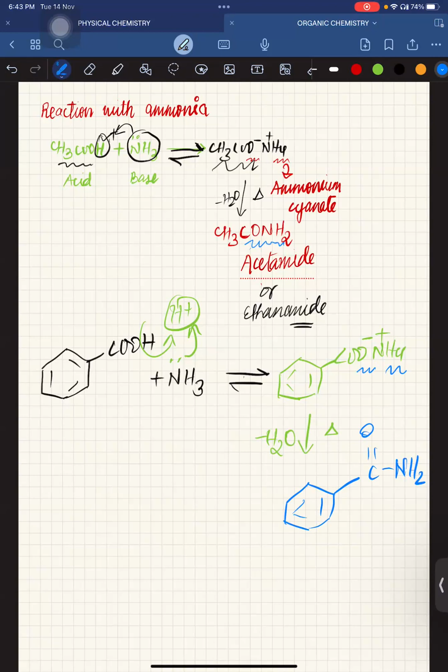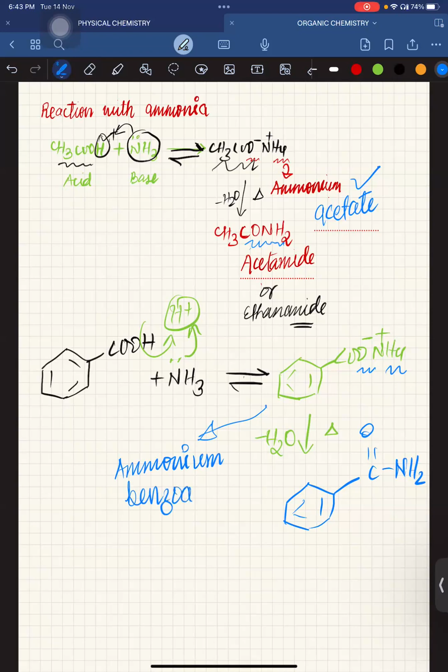This has a name that is ammonium benzoate. This is your ammonium acetate. Oh, wait a minute. Acetate, sorry, this is two carbon. And this is your ammonium benzoate. I hope this is clear to both of you. And this is your benzamide.